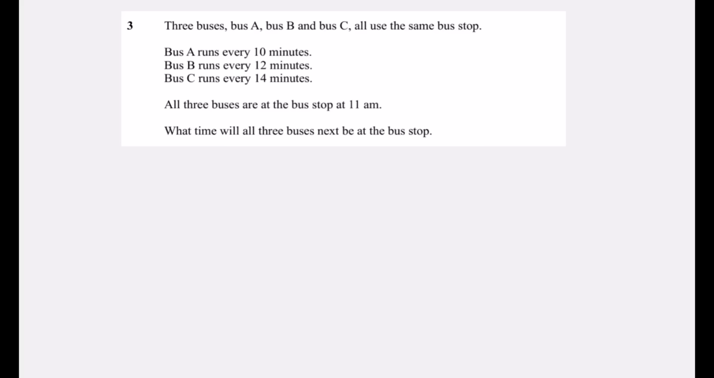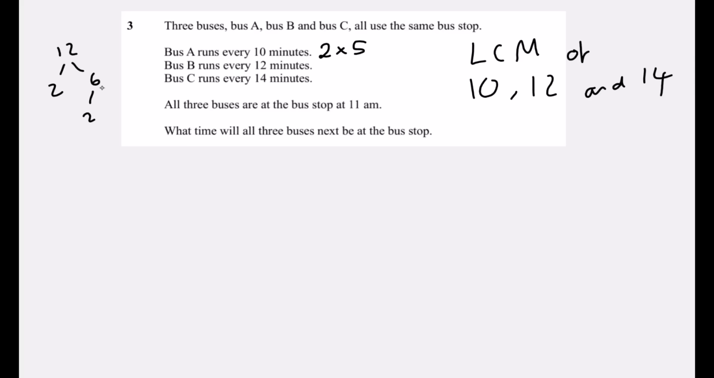So we want the lowest common multiple of 10, 12, and 14. We could write out all the times, but it would be quite a long time until all 3 of them are the same. So there is a quicker method. If we write them as a product of their prime factors, 10 is 2 times 5. 12 is 2 times 6, which is 2 times 2 times 3. And 14 is 2 times 7.